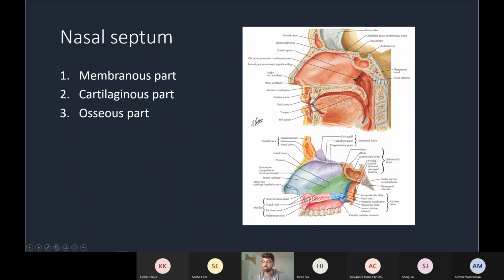Okay, and you can also see we have these other colored bones, and these colored bones form the osseous part. So we have this lilac colored bone, which is the perpendicular lamina of the ethmoid bone, and then we have this green bone, which is the vomer. So all of these components, all of these parts make up the nasal septum. So once again, we have a membranous part, we have a cartilaginous part, and we have an osseous part.